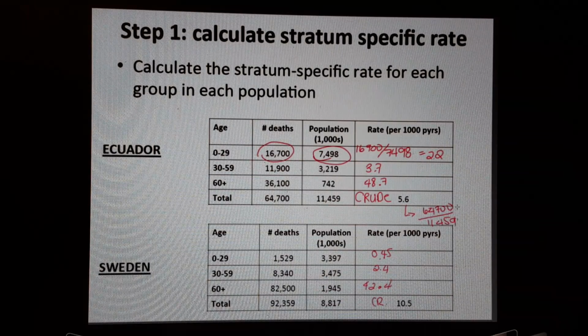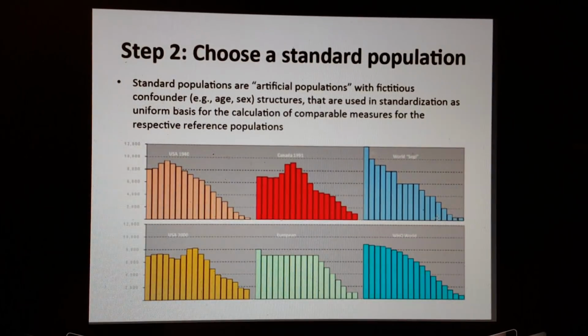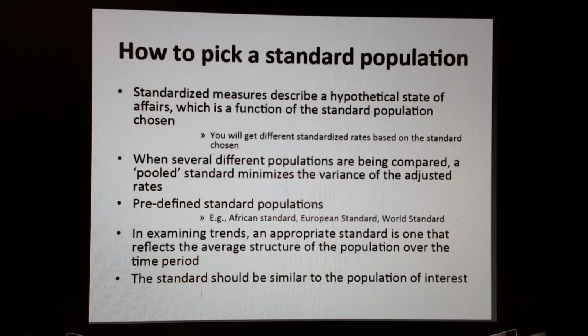Okay. Now, second step is to choose a standard population. So these are just artificial populations with different confounder or attribute structures that are used in standardization as a uniform basis for the calculation of comparable measures for respective reference populations. So there's a lot of different ones that you can choose from. You can also make your own.